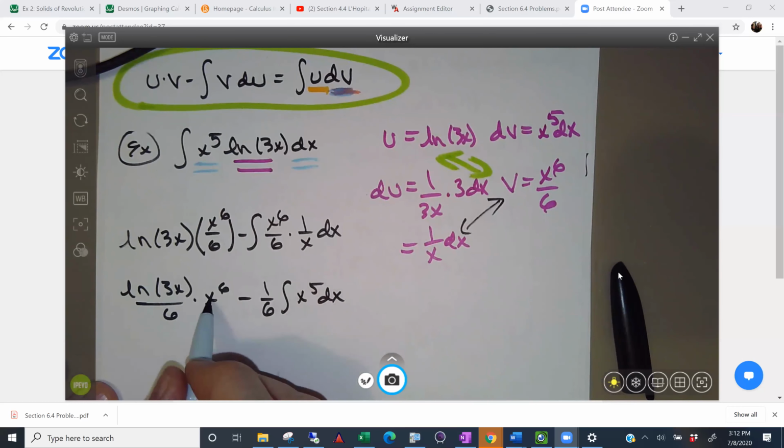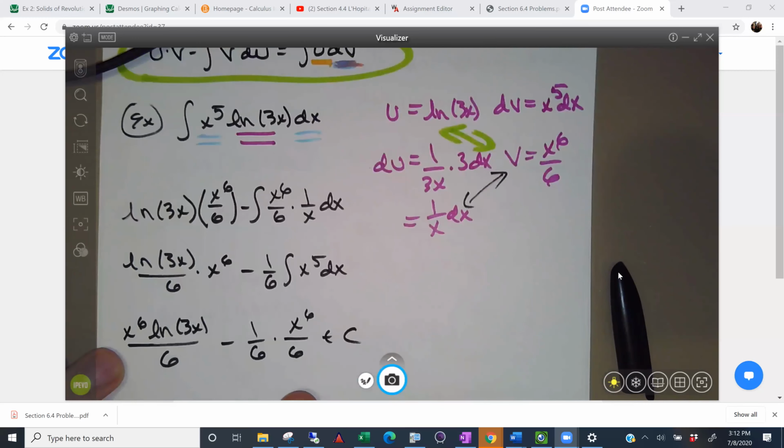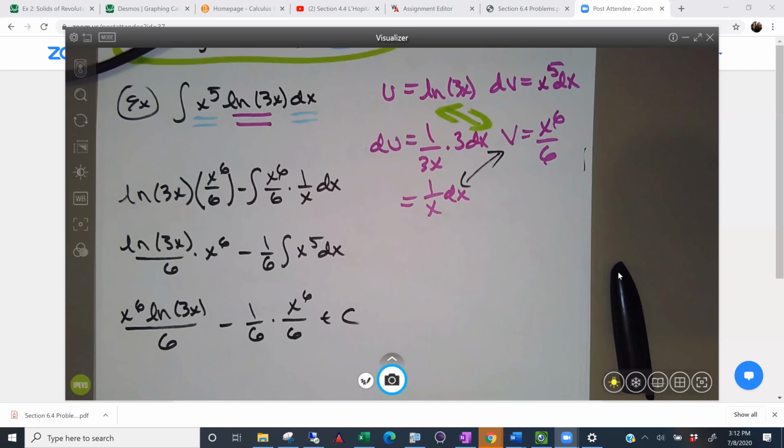So, yeah, I think I prefer to write this out in front. X to the 6 ln of 3x over 6, minus 1/6 times x to the 6 over 6. Let's not forget our constant of integration, because I guarantee you WebAssign won't forget it. So x to the 6 ln of 3x over 6, minus x to the 6 over 36, plus c.